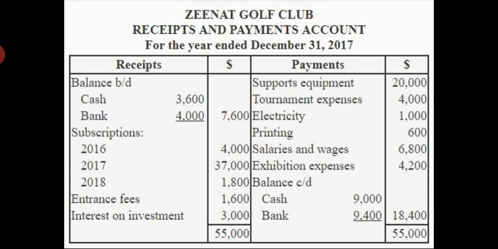Now the difference between the debit and credit side is the closing balance. That is your balance carried down, cash and bank, 9,000 and 9,400. So boys and girls, this is how a receipt and payment account looks like.